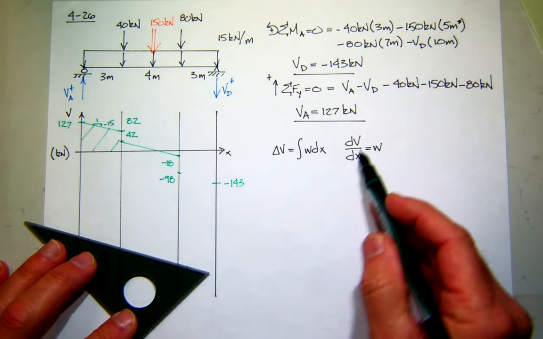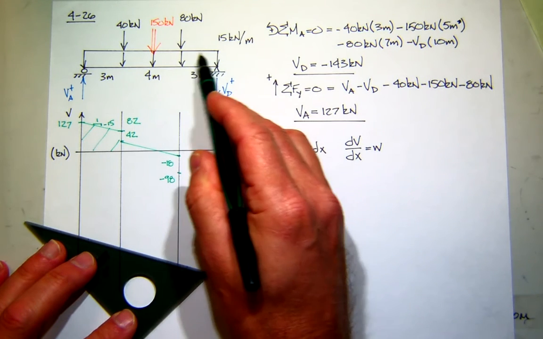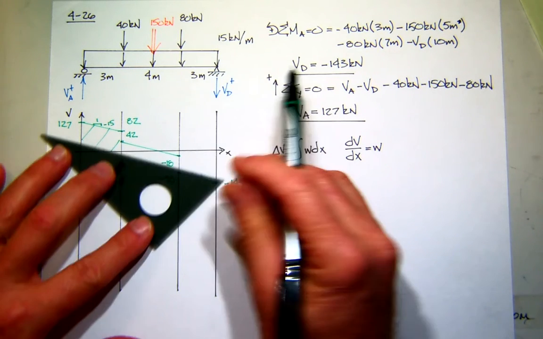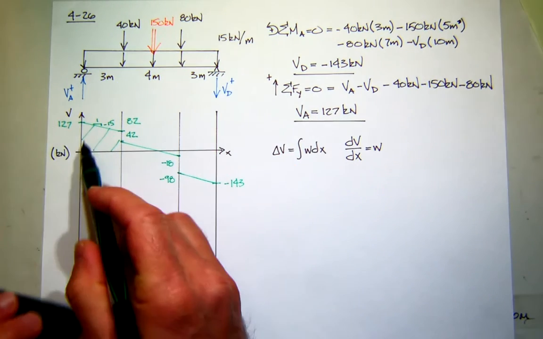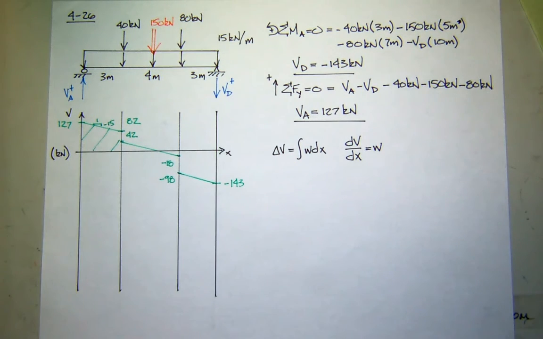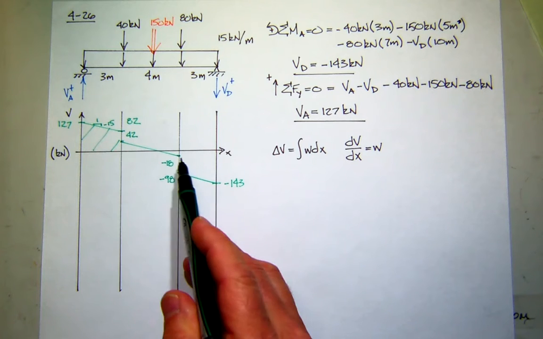And what's the slope? It's constant because the shear is constant, and it's negative 15. So that line is the same. So really the slope of all those lines is negative 15. They just take a little jump as they cross over.